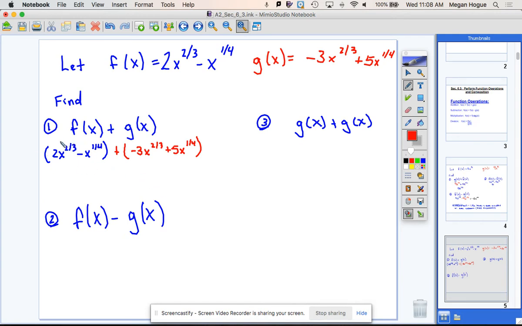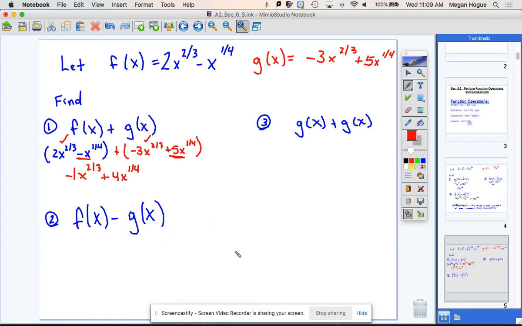So I'm going to combine the 2x to the 2/3 and the negative 3x to the 2/3. Those are like terms. So I'm going to get negative x to the 2/3, or some of us might write negative 1x to the 2/3. I'm going to combine negative x to the 1/4 and 5x to the 1/4 to get positive 4x to the 1/4. And if not everything matched up, we just go ahead and combine them. Kyle French, you with me here? That's my answer. Again, if you accidentally put that in a different order, that's okay.